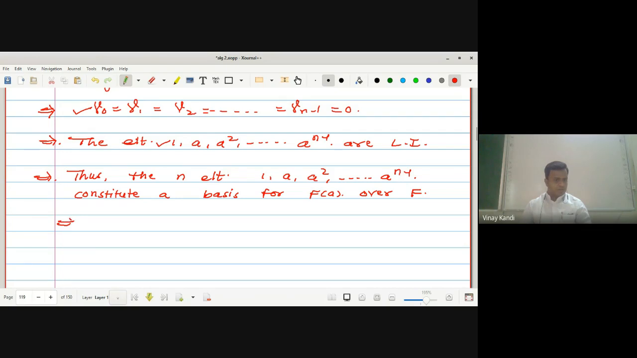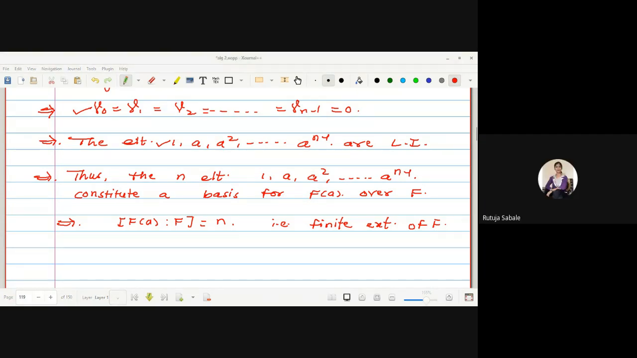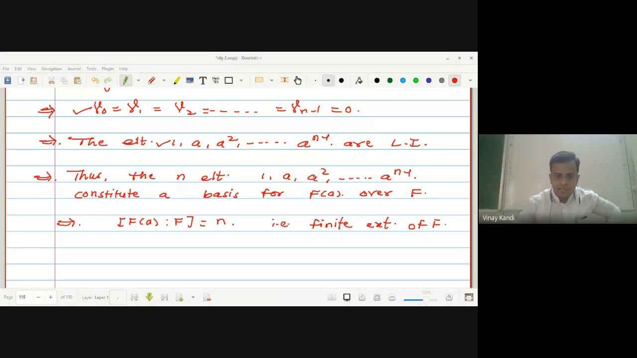Okay, so this implies the degree of F of a over F is what? N. Okay, that is a finite extension of capital F. Any doubt? No, sir.